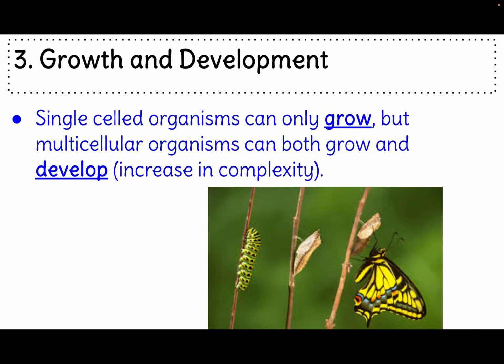Third, all living things grow and develop. So single-celled organisms, those unicellular organisms, they can only grow, but multicellular organisms can both grow and develop. So the single cells, they can grow in size, get larger. The development that I'm talking about in the multicellular is talking about complexity, being able to specialize with different organs and organ systems.